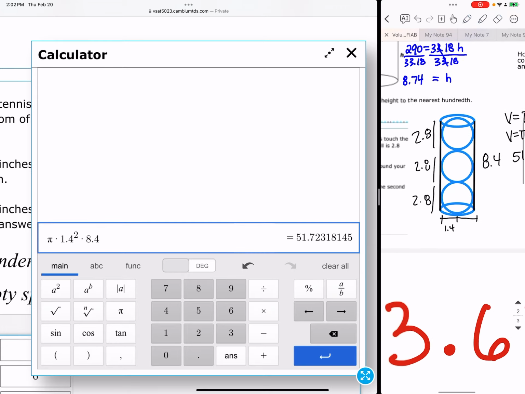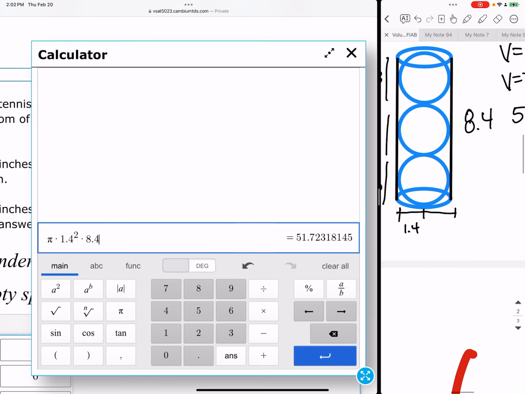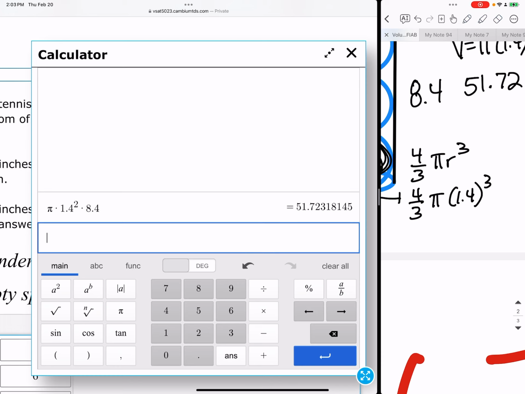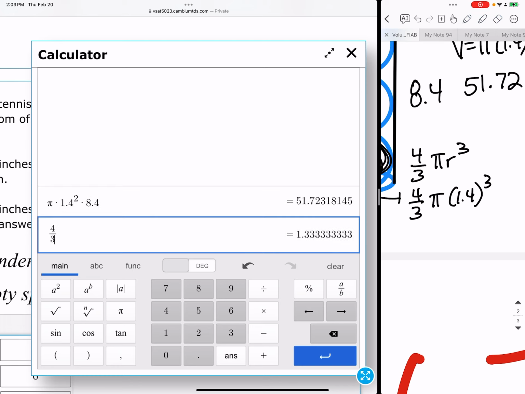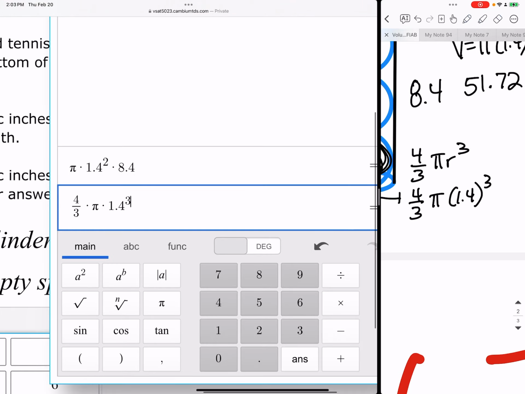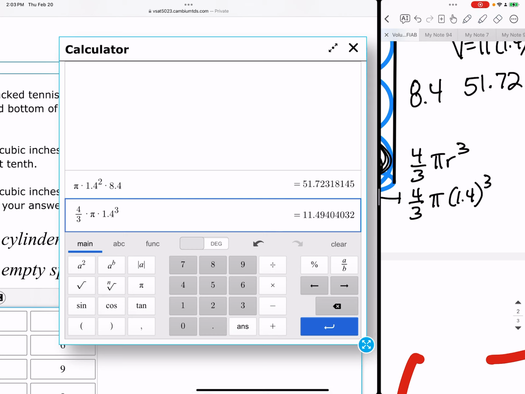Okay, how much empty space is there? I've got to subtract 3 tennis balls. How much is a tennis ball? Well, a tennis ball is 4/3 times pi times the radius cubed. So it's 4/3 times pi times 1.4 to the 3rd power. I'm going to hit that button and say I want the 3rd power. There we go, 11.49.